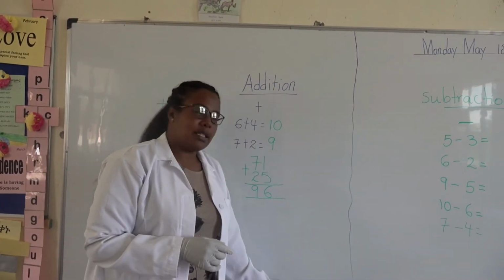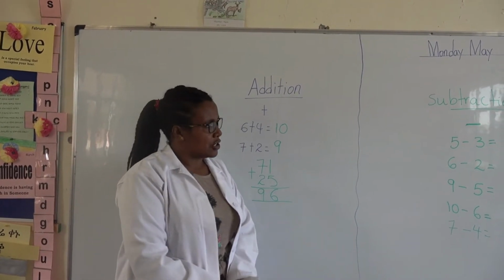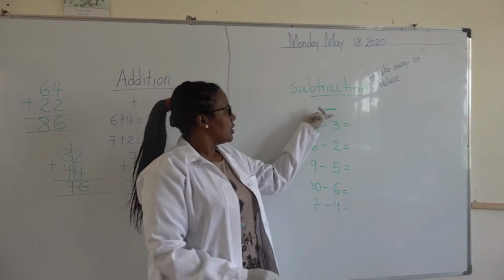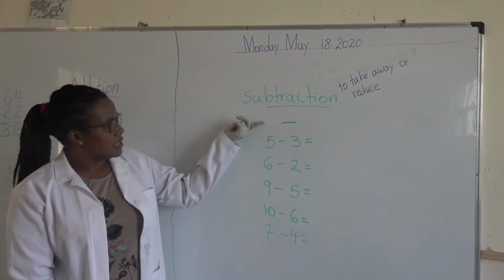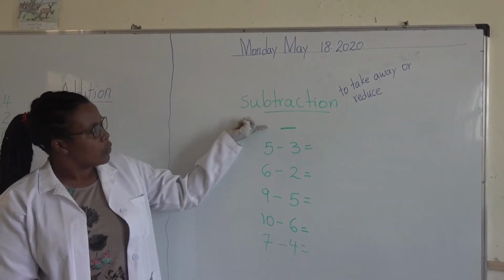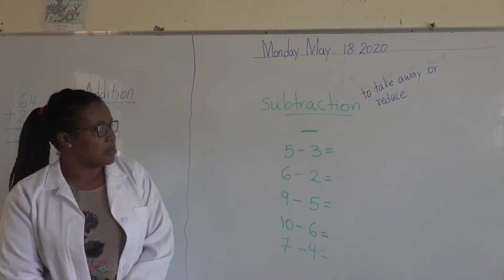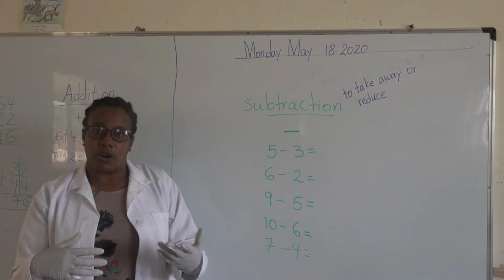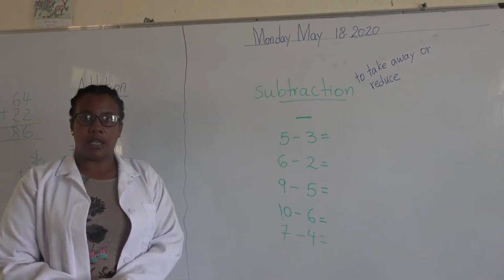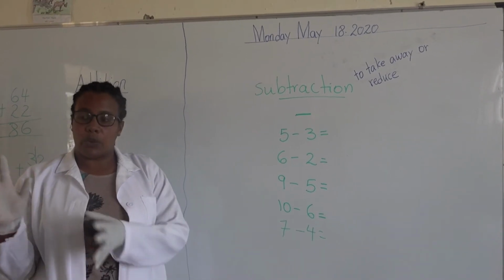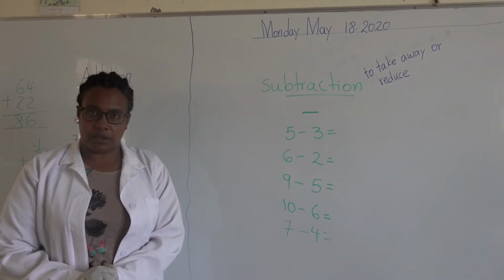Now let's discuss the new topic. It is called minus. We will make it to subtract. So, subtraction is to take away or to reduce. When we subtract, we have to see the smaller number. Always, when we subtract, you have to see the smaller number. Let me show you how to subtract.